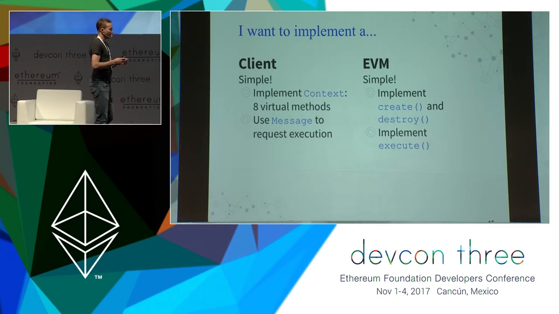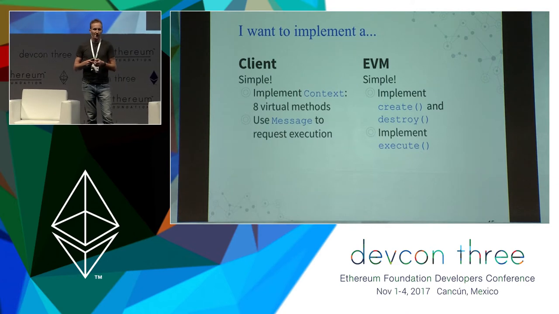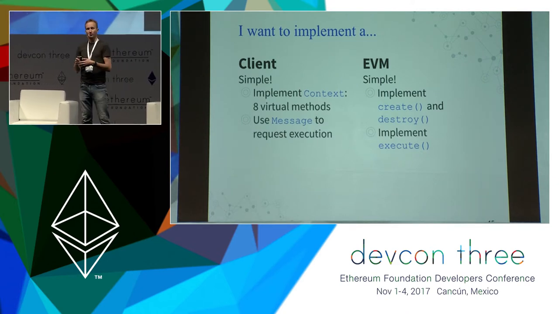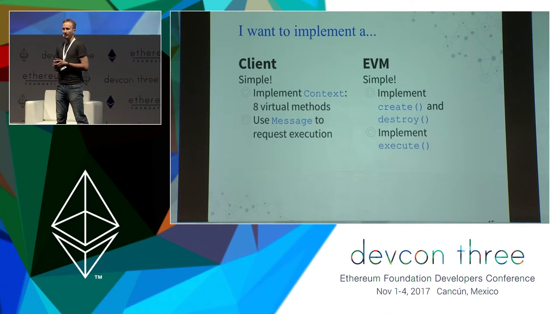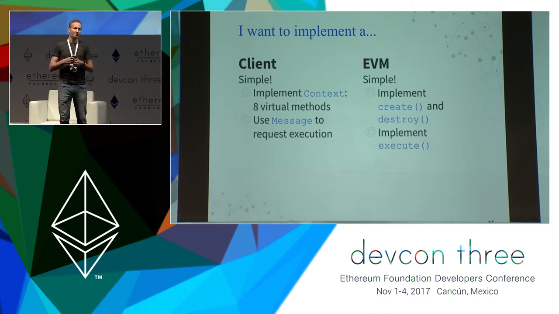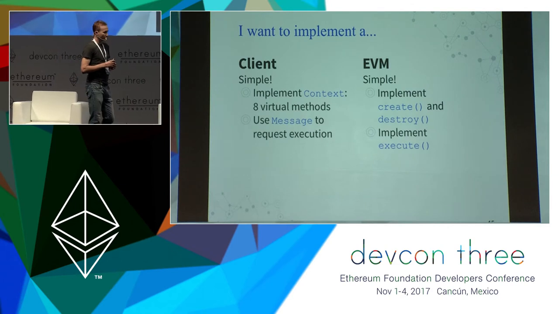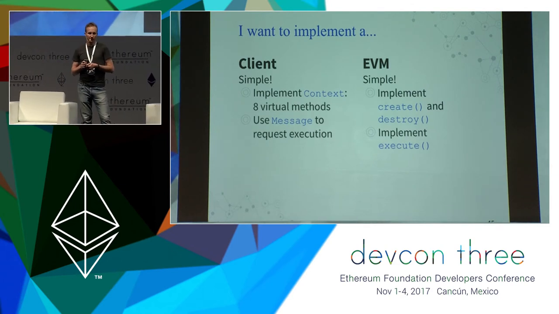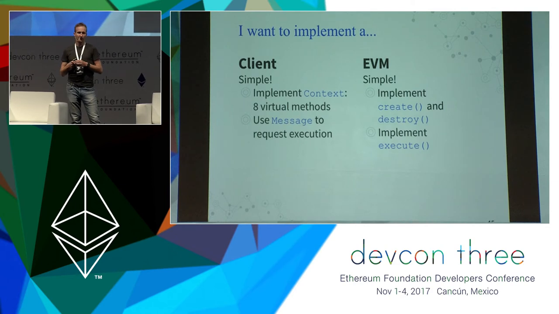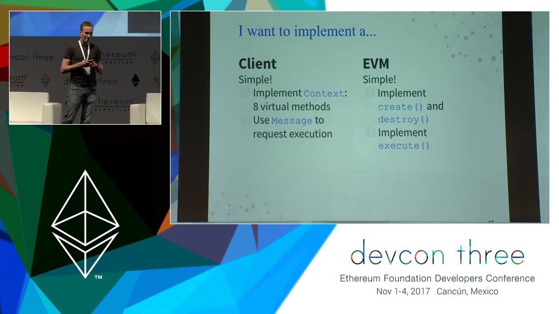So in case you would like to implement a new client, but you don't want to implement an EVM at the same time, you would like to use some of the EVM-C compatible EVMs available. What do you have to do? Your job is to implement the context class, and there are 8 virtual methods that have to be implemented. And you also have to encode the information about what to execute in the message structure.